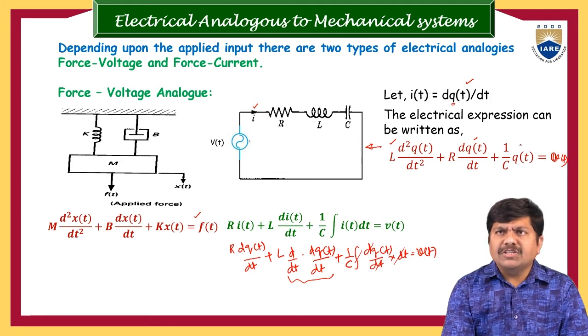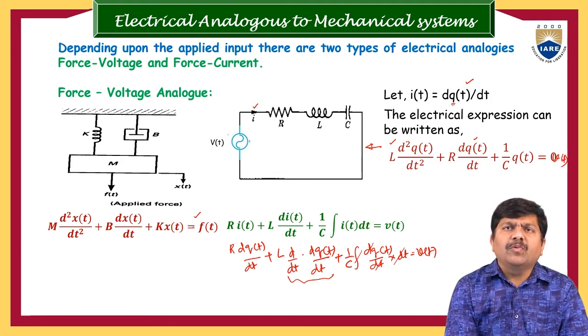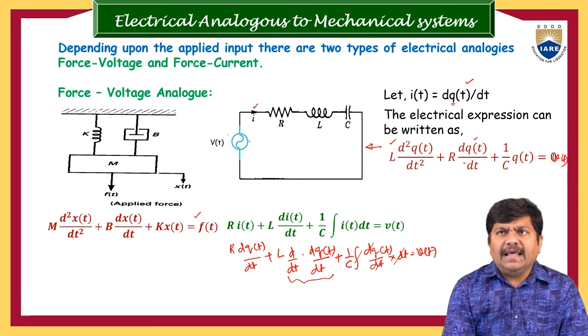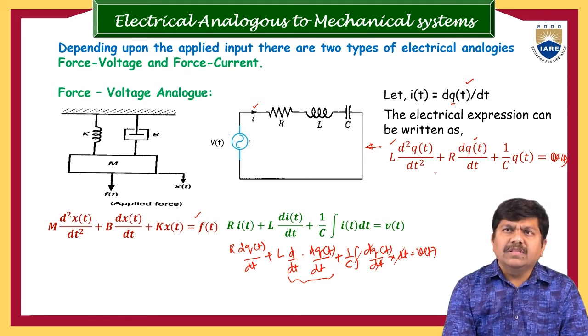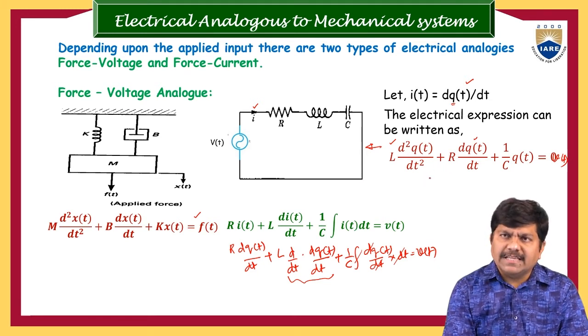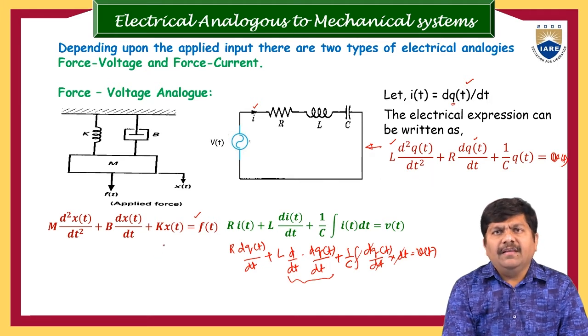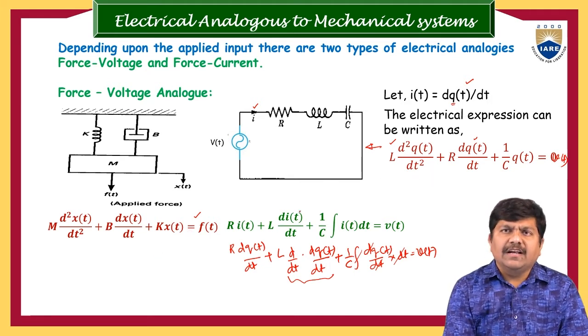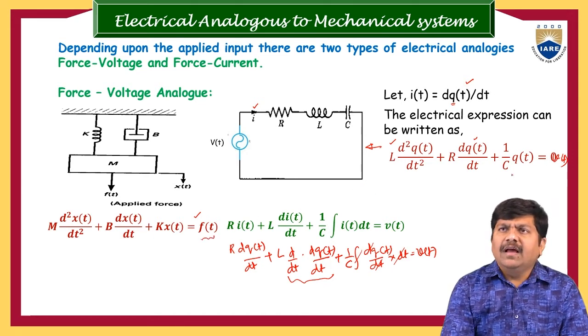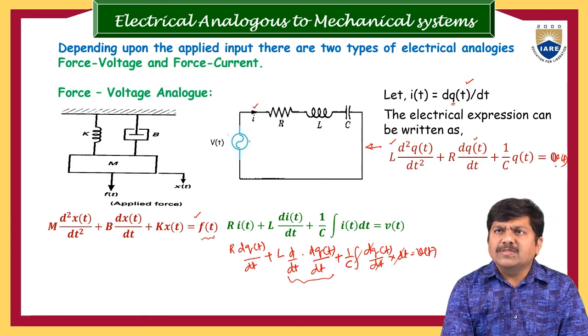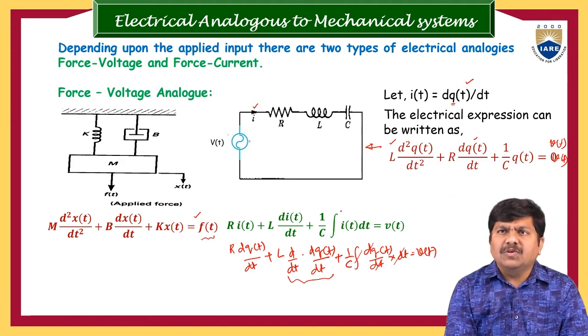So this equation and this mechanical equation, if you observe keenly, this electrical expression is also a second order differential equation, and the mechanical equivalent is also a second order differential equation. On the right side of the mechanical expression f(t) is there, and on the right side of the electrical expression v(t) is there. Now if the right side parameters are the same, then the left side expressions will also be the same.